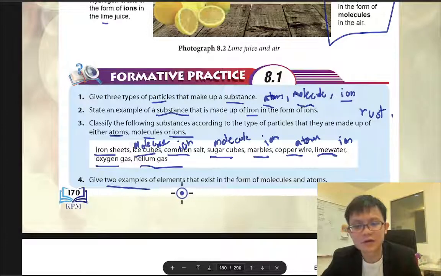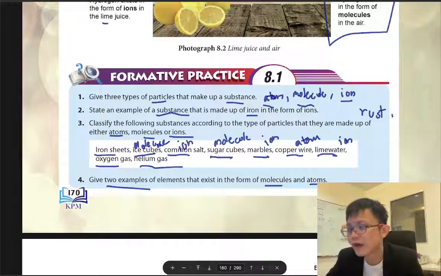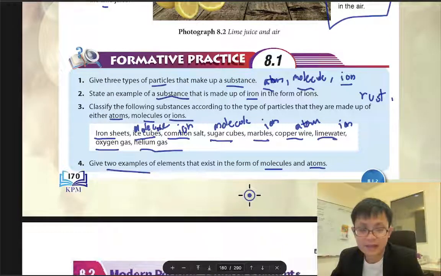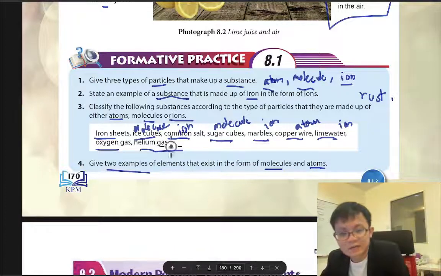Give 2 examples of elements that exist in the form of molecule and atom. 2 different elements that exist in the terms of molecule and atom. Of course, we can have many examples. Any example will do. We cannot use oxygen. Well, oxygen is a molecule, but we seldom see oxygen as a single element. So maybe we can say, for example, carbon.